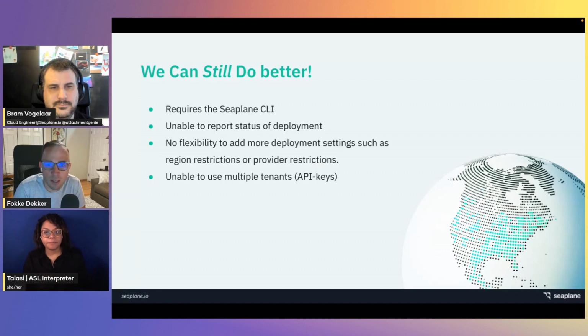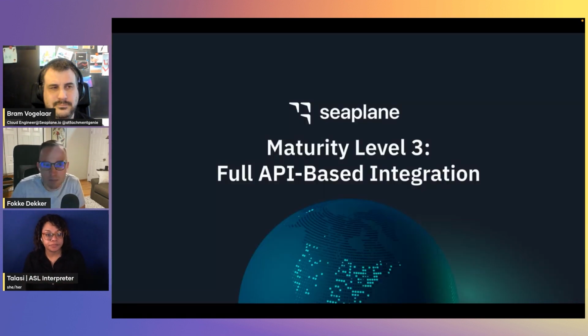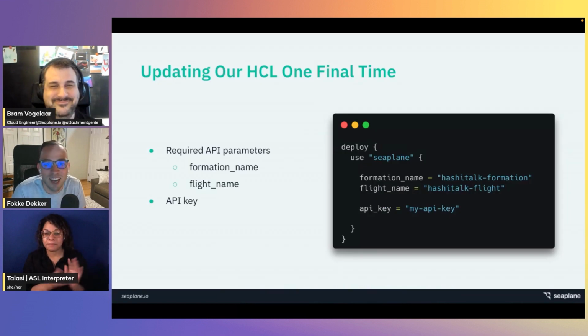So Bram, next slide. Or next slide again. So for one last time, we have to update our waypoint file. This time, we still need the formation name. We still need the flight name. We've added the API key, and we've taken away the image URL. Because what we're going to do is pass the image URL from the build step to the deploy step within the HashiCorp framework.